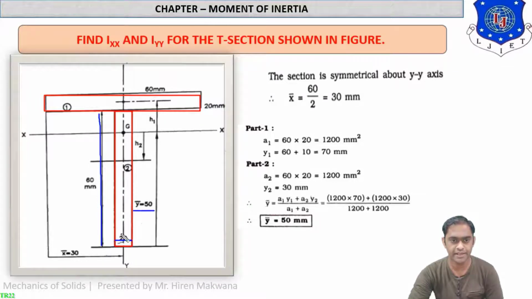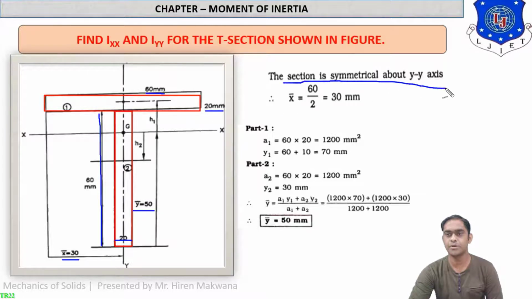Y bar equal to 50, X bar equal to 30. Actually, X bar and Y bar we will calculate. It is given in the figure directly, though it remains to be calculated in this numerical. Now, this horizontal length is 60 mm for the upper rectangle and the vertical height is 20 mm. As the section is symmetrical about the y axis, we can say that X bar equal to 60 by 2 equal to 30 mm, means total width by 2 equal to 30 mm. This method we have already discussed in center of gravity.